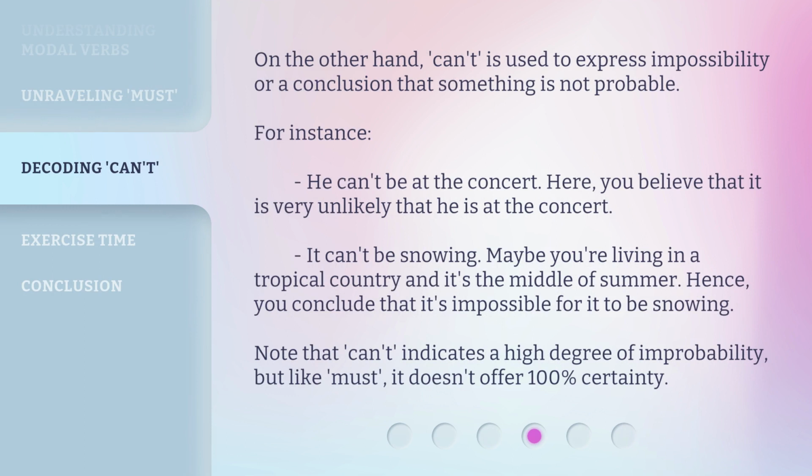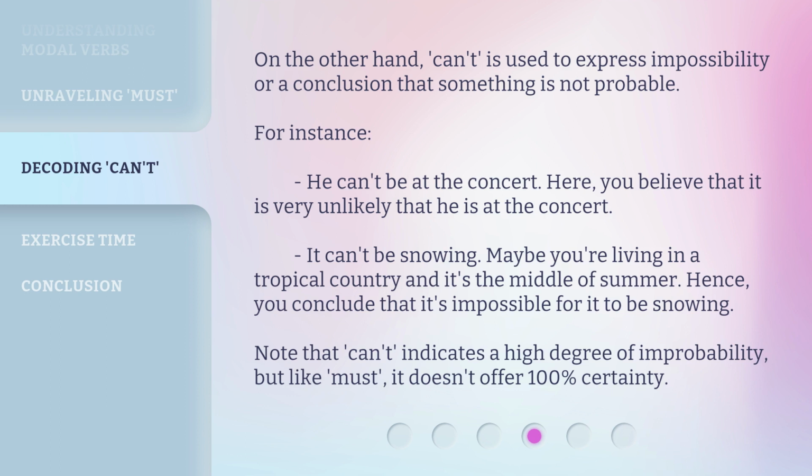On the other hand, can't is used to express impossibility or a conclusion that something is not probable. For instance, he can't be at the concert. Here, you believe that it is very unlikely that he is at the concert.